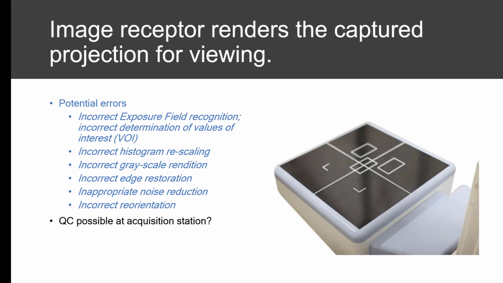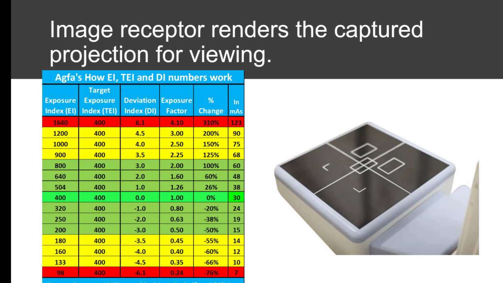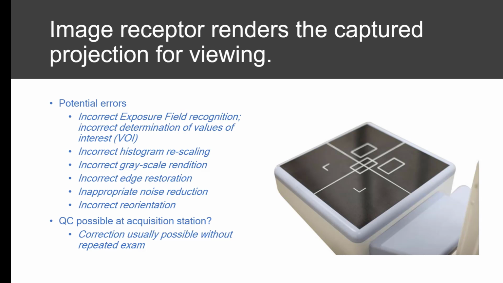Now, is it possible to fix those errors at the QC station? You bet. You can correct a lot of these errors without having to repeat the exam, but it's also a judgment call. If your exposure index number indicates that your data is incorrect, you really need to repeat the examination. If the manner in which you collected the image or got the correct data for the exposure index needs to be tweaked, then yes, we can do that at the QC station.